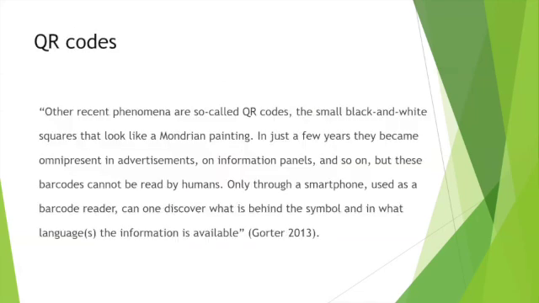So if you think of QR codes, a previous thing was barcodes, which you still see. There's a quote from Goethe. QR codes, small black and white squares, look like a Mondrian painting. They've become everywhere: advertisements, information. They're rich in information, but you can't read them yourself, only using a smartphone. Can you understand what's behind the symbol?